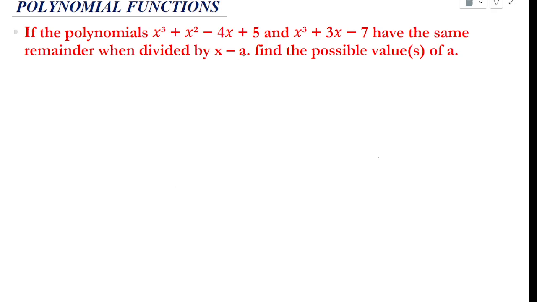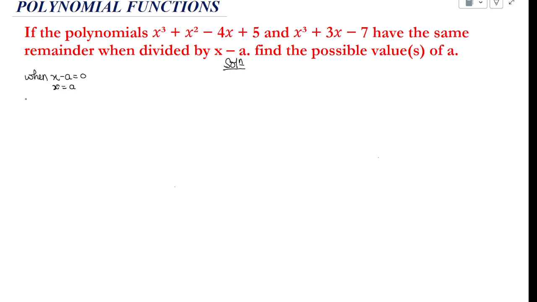And what they are telling us is x minus a can divide x cubed plus x squared minus 4x plus 5 and also x cubed plus 3x minus 7, giving us the same remainder. So let's see how this would work. This is simply the remainder theorem in polynomial functions. So when our x minus a is equated to 0, we have our x to be equal to a, right? We have x to be equal to positive a.